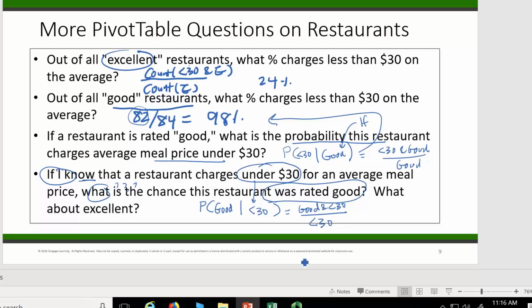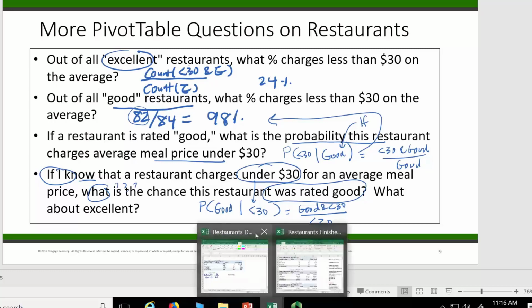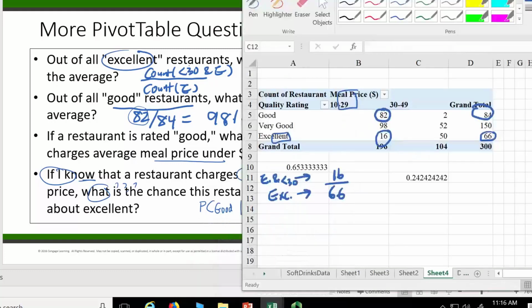Okay, so let's go to Excel. Let's go over here. The probability of good given price under 30: for the denominator, I would have to go where? Under 30. Do you see the count on the pivot table under 30? I just covered it up, but that's 196.